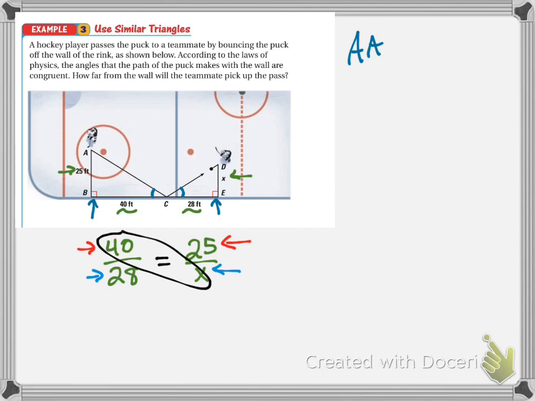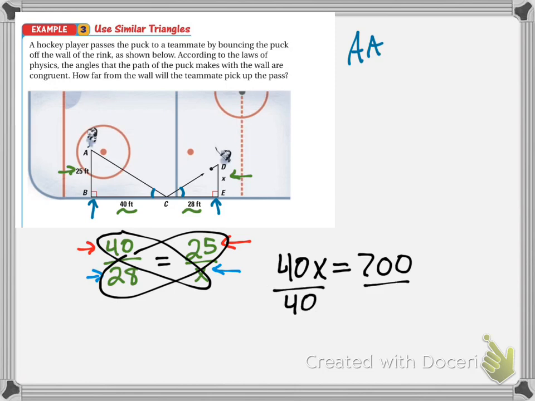40 times x, I'll go on the side, 40x equals, and then I'm going to multiply 28 times 25. I have to pause the recording to multiply that. 28 times 25 is 700. And now, to finally solve for x, I'm going to divide both sides by 40. Once I divide both sides by 40, the 40 goes away. And 700 divided by 40 is 17.5. So the value of x, in this case, is 17.5.